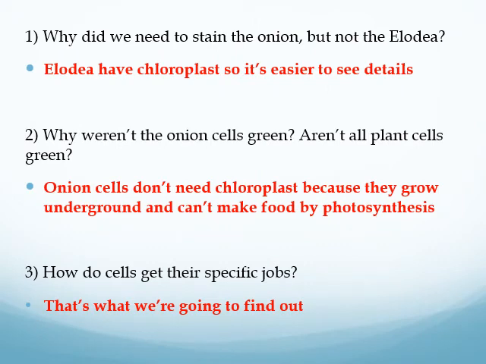If you remember, the leaves had chloroplast on them, which made them a lot easier to see, whereas the onion cells, and for that matter our own cheek cells, did not have any kind of coloration, so we needed to use either the iodine or the methylene blue stain. The onion cells weren't green because not all plant cells have to be green.